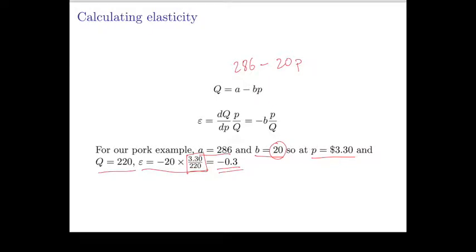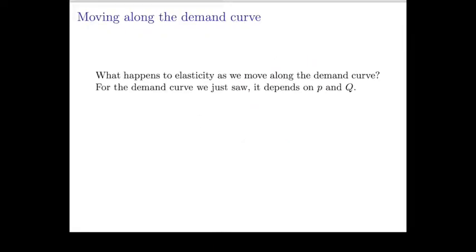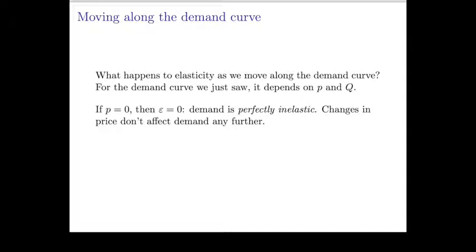So what happens to elasticity as we move along the demand curve? As we saw, the elasticity depends on P and Q. So if we move along the demand curve, P and Q are going to change, so the elasticity is going to change. For example, if the price is 0, then elasticity has to be 0 because the numerator is 0. So we say in this case that demand is perfectly inelastic, right? So if you have a decrease in the price, then there's no change to demand.